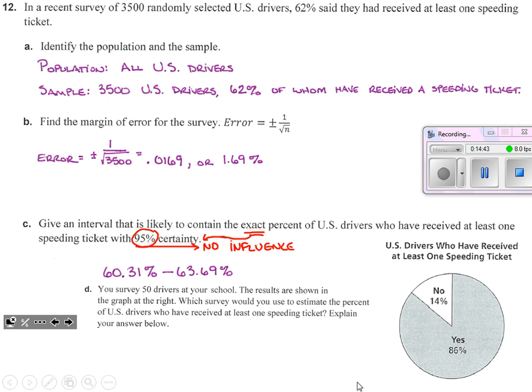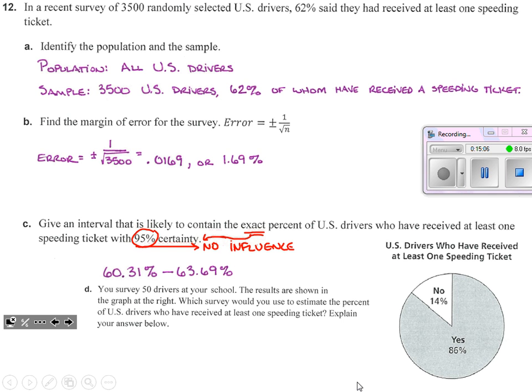All right, and lastly, letter D, you survey 50 drivers at your school. The results are shown. Which survey would you use to estimate the percent of U.S. drivers who have received at least one speeding ticket, and explain the answer? Okay, so in our survey, which is in the little pie chart over there, we found that 86%, not 62, 86 said they have received a speeding ticket.